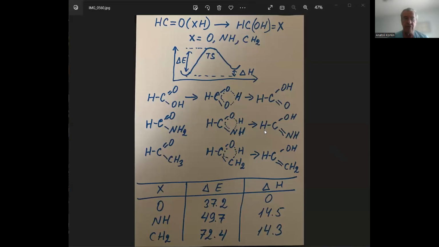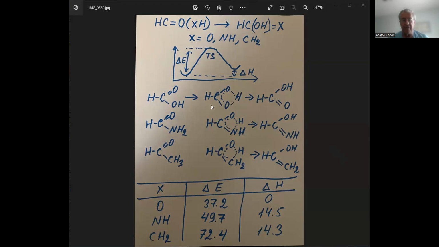Let me just share the screen and show schematically what I'm going to calculate. So I will be calculating the series of reactions shown above, where hydrogen connected to carbon forms a double bond with oxygen. And there are three series with an XH group, where X is oxygen, NH and CH2. And these are the reactions which I will be calculating.